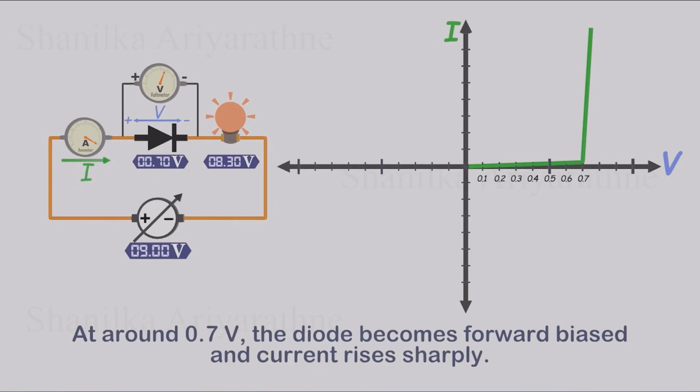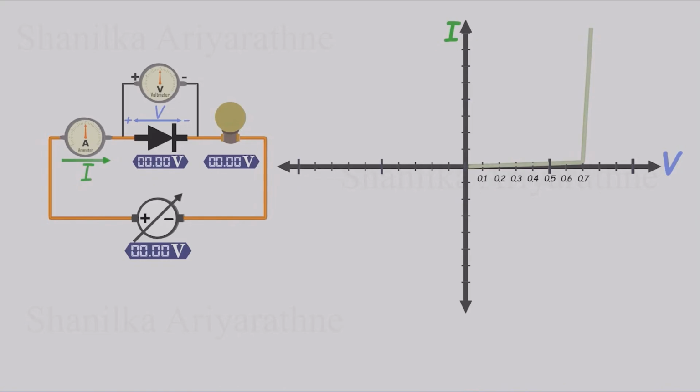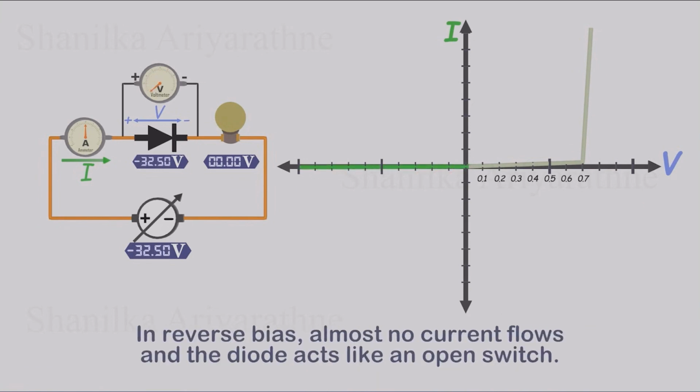To forward bias a typical silicon diode, about 0.7 volts must be applied in the correct polarity. This voltage is called the knee voltage, or cut-in voltage. It's the minimum voltage at which the diode begins conducting heavily, and the current rises quickly. Now let's reduce the voltage and reverse the polarity. On the negative side of the graph, we need a much larger voltage range than on the positive side. No matter how much reverse voltage we apply, almost no current flows. The diode behaves like an open switch. This condition is called reverse bias.